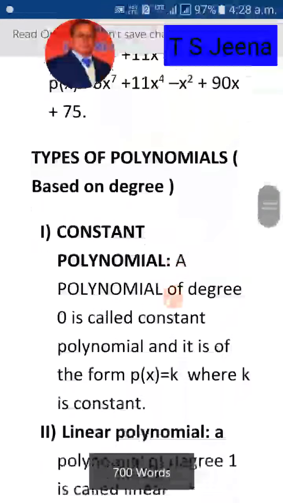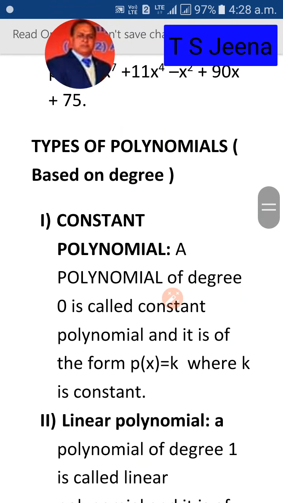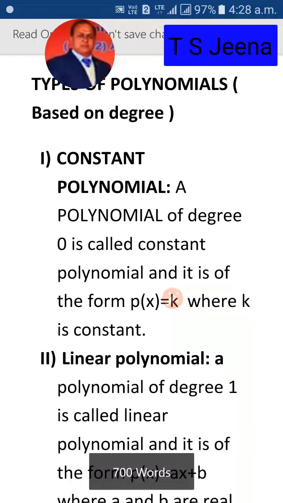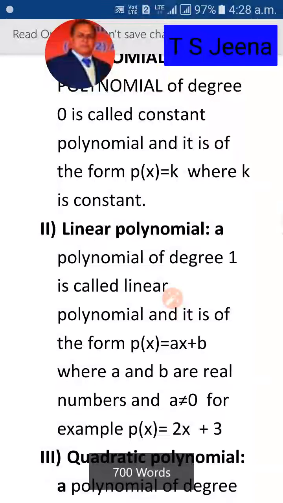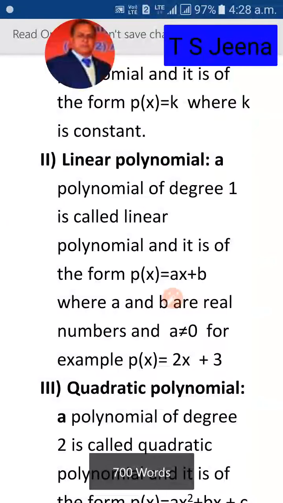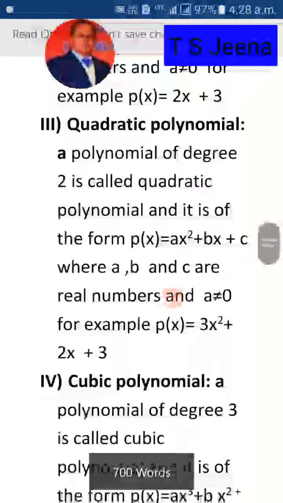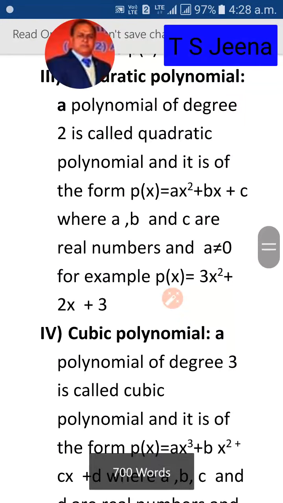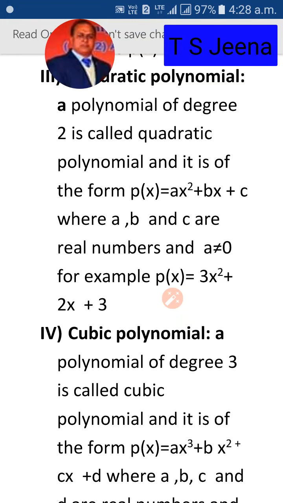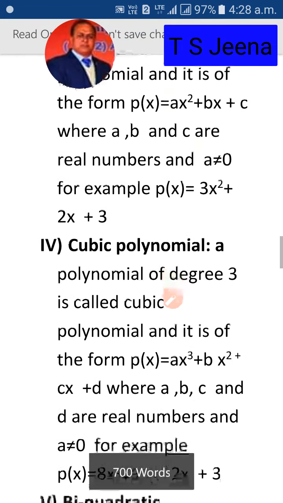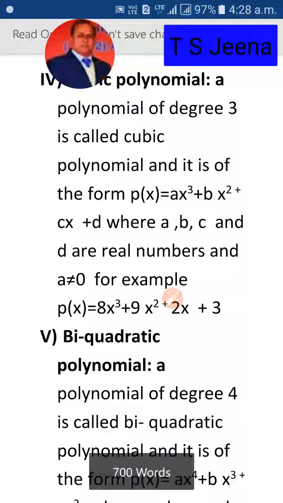Now we can classify polynomials based on degree. A polynomial whose degree is 0 is a constant polynomial. A linear polynomial is one whose degree is 1, for example 2x plus 3. A quadratic polynomial has degree 2, of the type ax square plus bx plus c. In a similar manner, a cubic polynomial is a polynomial whose degree is 3, for example 8x cube plus 9x square plus 2x plus 3.